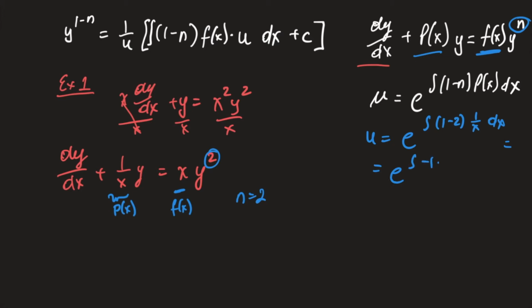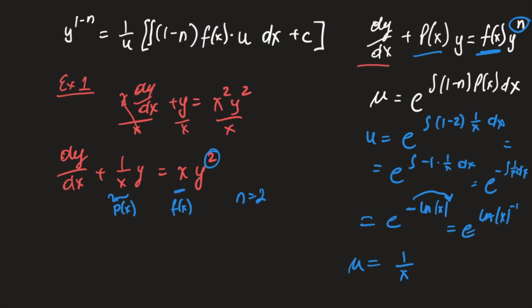which will give me e to the negative 1 times 1 over x dx, which is nothing more than e to the negative integral of 1 over x dx, which is e to the negative natural log of x. And if you recall, the negative in front of the logarithm can be turned into an exponent, which would make it e to the natural log of x to the negative first power. And e and ln cancel each other out, and we get x to the negative first power, which is 1 over x. And that is my integrating factor u.